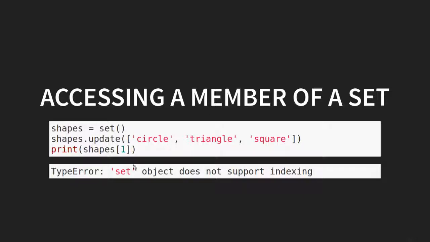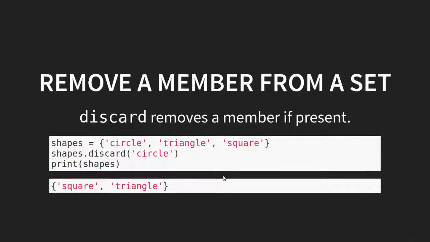Accessing a member of a set. Okay, so we're gonna make an empty set, just like we did before. It's the same kind of empty set we've been making over and over again with the circle, triangle, and square strings. And if we try to print out the index 1, like you would in a list, it's going to say it can't do that. So there's one more little difference between sets and lists there. So be aware of that.